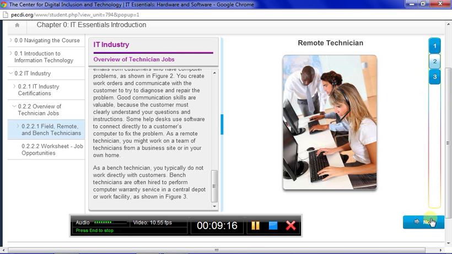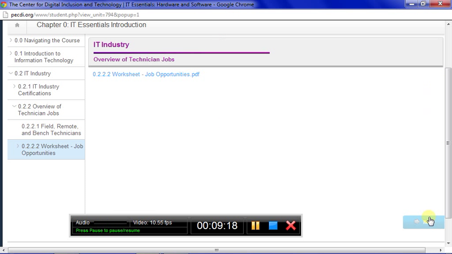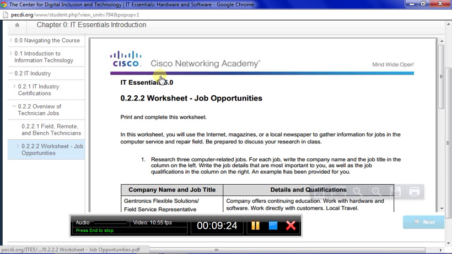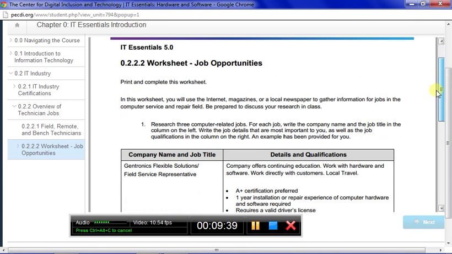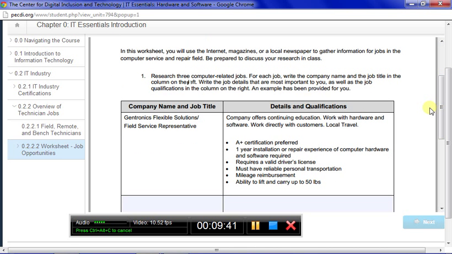And the last thing in this lesson and this chapter is the worksheet for job opportunities. And it's really important to take a look at all the worksheets that are in these chapters. You should download them, print them out if you need, and do them. They'll really help you prepare for the exam. And you'll notice here that there are some details filled in. This is just an example of how to fill it out.